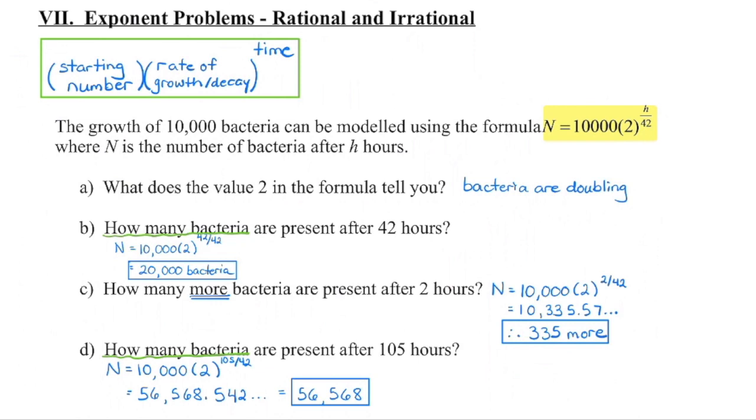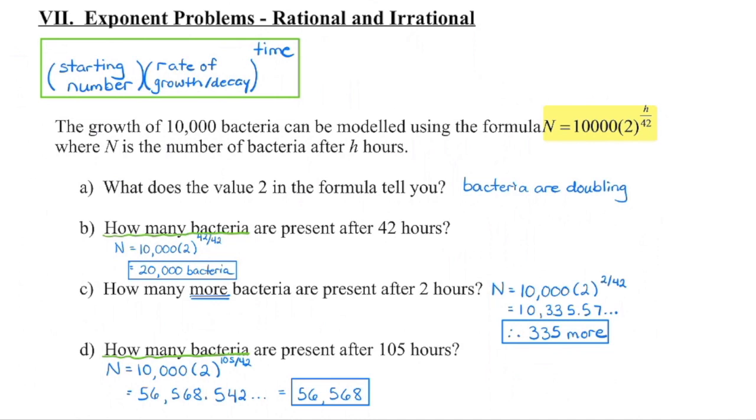So we get an irrational answer. We want to know how many bacteria that is more than what we started with. So we're going to subtract 10,000 from this amount, and we're going to have about 335 more. Now, I didn't round up because that last little bacterium is still in the process of being formed, technically.